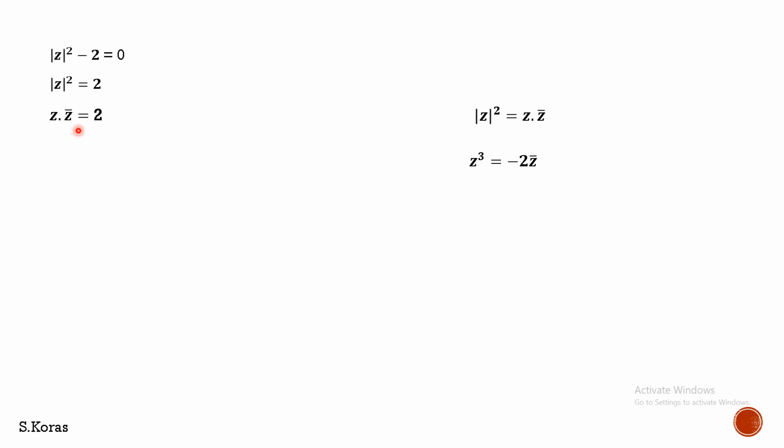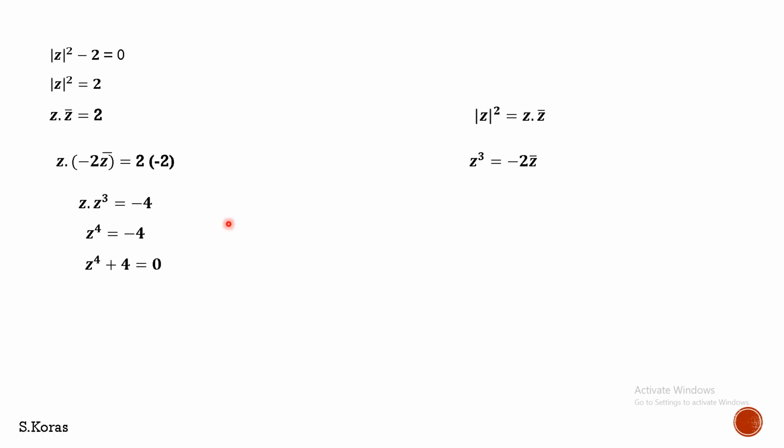So let us multiply both sides by minus 2. If we multiply, we get the equation like this: z into minus 2z bar is equal to 2 into minus 2. Both the sides are multiplied by minus 2. Now, instead of minus 2 into z bar, we can write z cube. Hence, the equation becomes z into z cube is equal to 2 into minus 2, that is minus 4. If we simplify it, our answer will be z power 4 is equal to minus 4, that is z power 4 plus 4 is equal to 0.